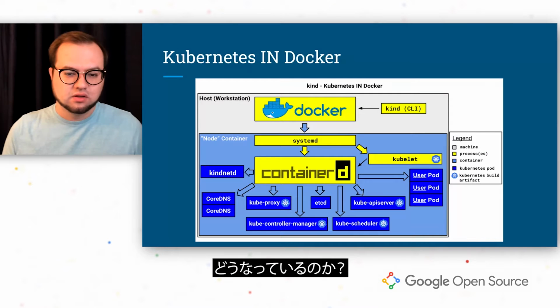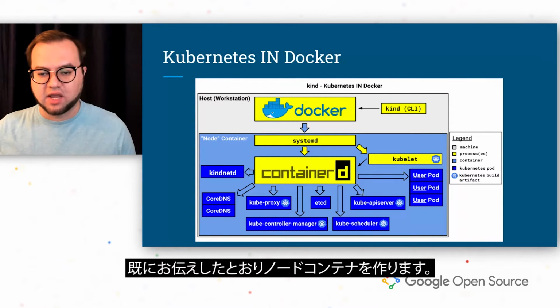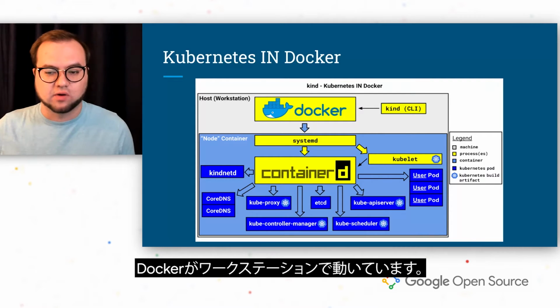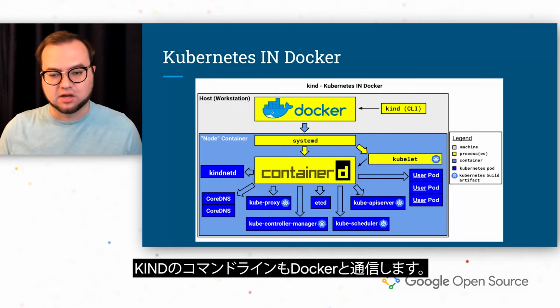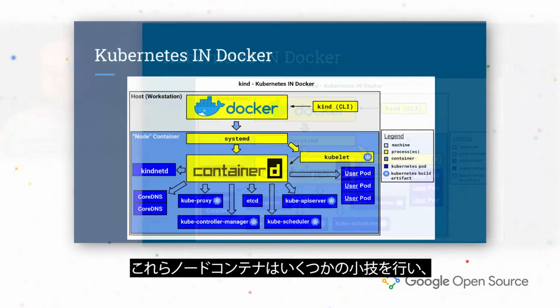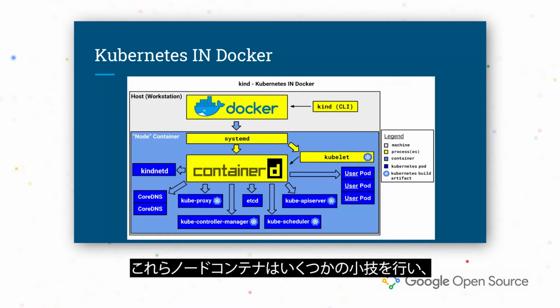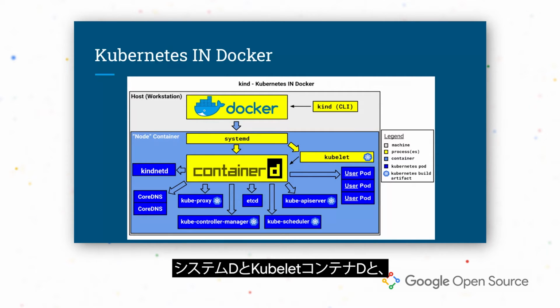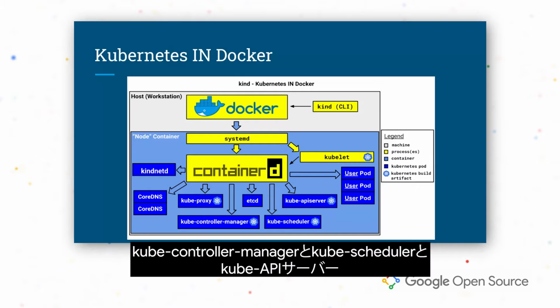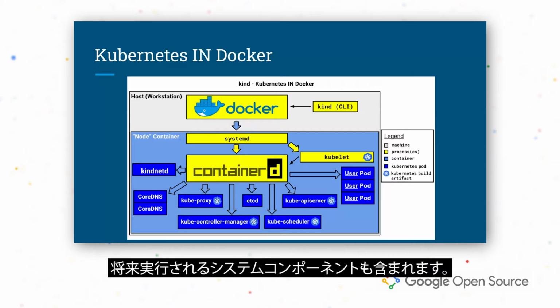So how does it work? Well, as I said, we create node containers. So you can see here you have Docker running on your workstation and the Kind command line, which is talking to Docker. The Kind command line will talk to Docker and tell it to create node containers. These node containers are going to run a number of little tricks and get systemd, kubelet, containerd, all of the Kubernetes components from CoreDNS, kube-proxy, etcd, kube controller manager, kube scheduler, kube API server, and anything else that may become a future system component running.